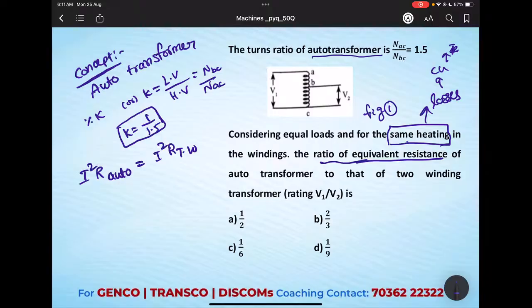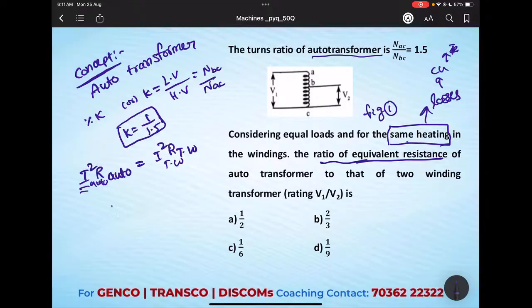So this is the given data. They are already given. Okay. In order to find the ratio of R auto to R TW, we need a relation between the I auto and I two-winding.